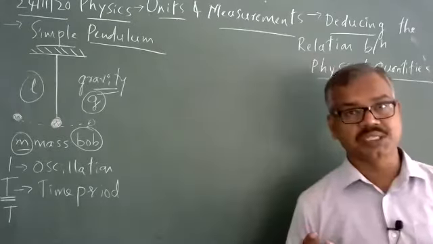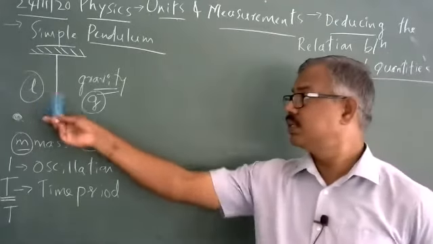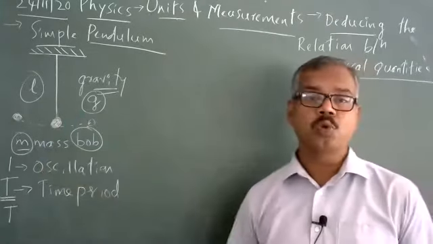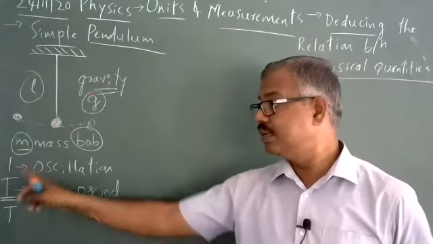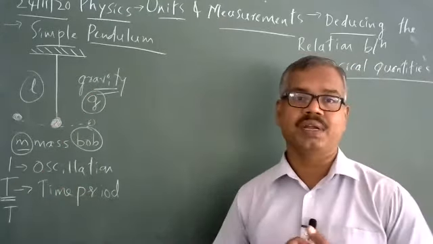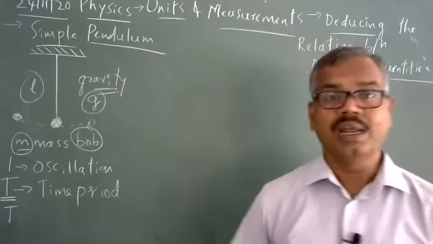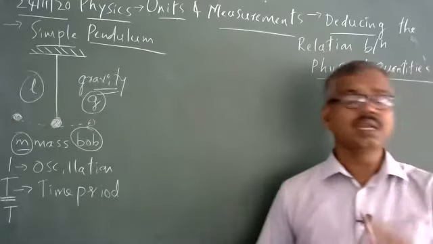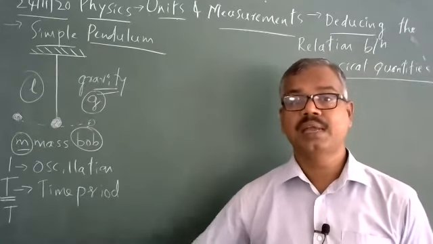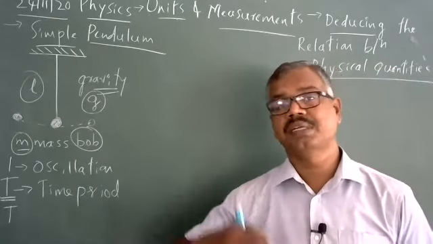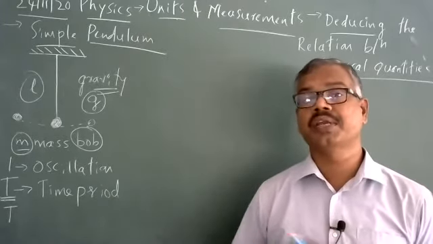Means there are two options. Take the example, there are three parameters: length, gravity, mass. How are these three physical quantities of a simple pendulum linked to the time period? Are they directly proportional? Are they inversely proportional? I don't know. Let me say the time period is directly proportional to length. Time period is directly proportional to mass. Time period is directly proportional to gravity. We don't know whether the power is positive or negative.